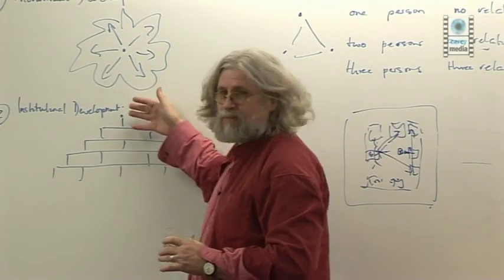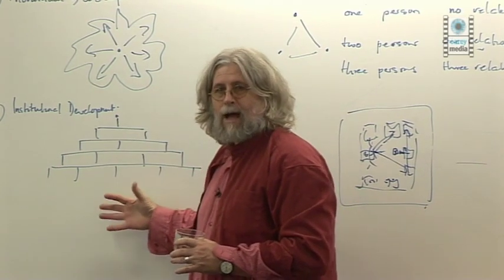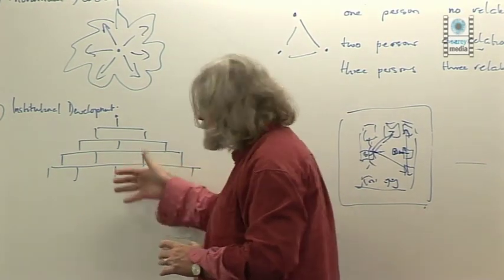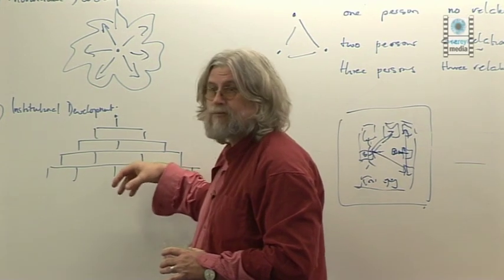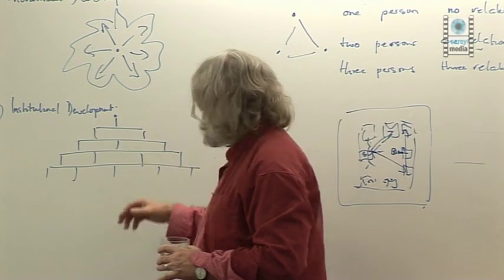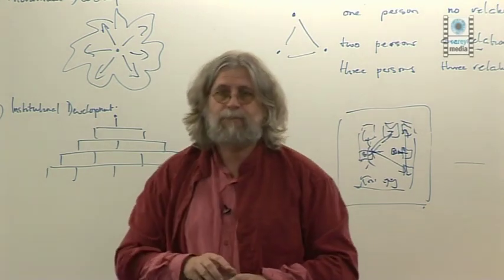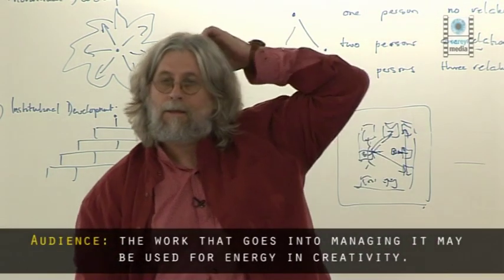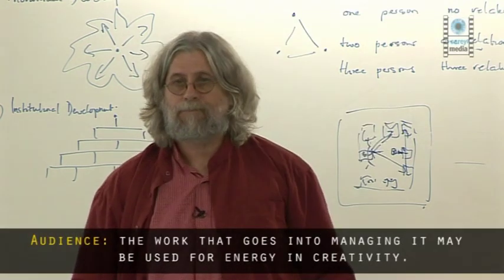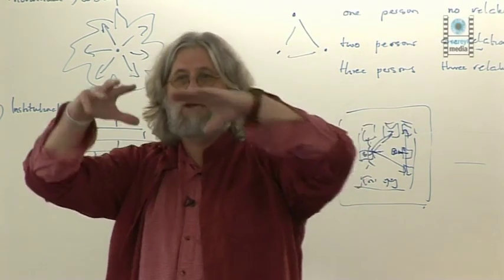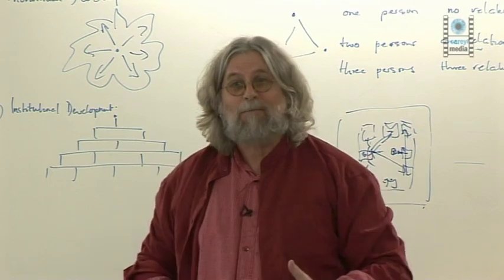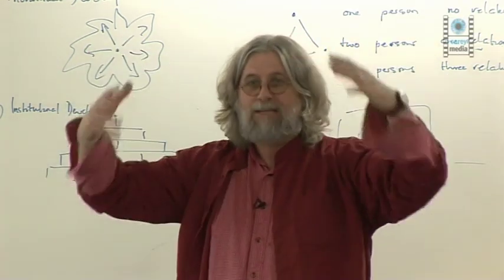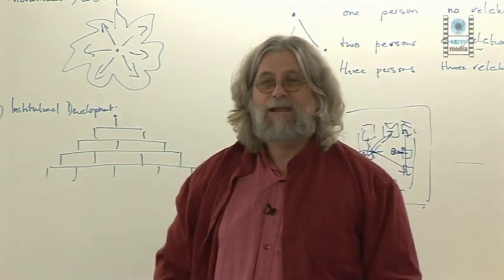Yeah, go on. What are some other weaknesses? There's creative options for the person at the top. But for the people at the bottom, there's very serious constraints on their creativity, right? That's true. Work that goes onto managing that may be used for energy. That's right. So some of the energies that would have been for even the person at the top in terms of creativity might be going into management rather than actually creative engagement.